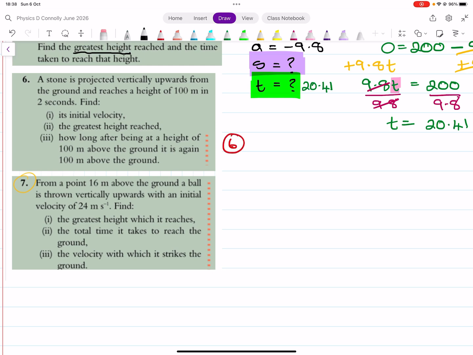A stone is projected vertically upwards from the ground and reaches a height of 100 meters in 2 seconds. Find its initial velocity, the greatest height reached, and after how long, after being at a height of 100 meters, is it there again? Right. Do the first one first.